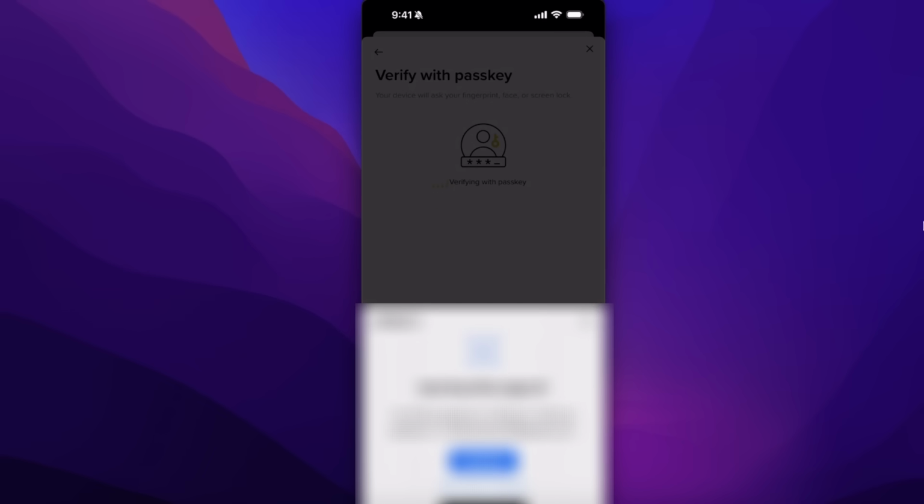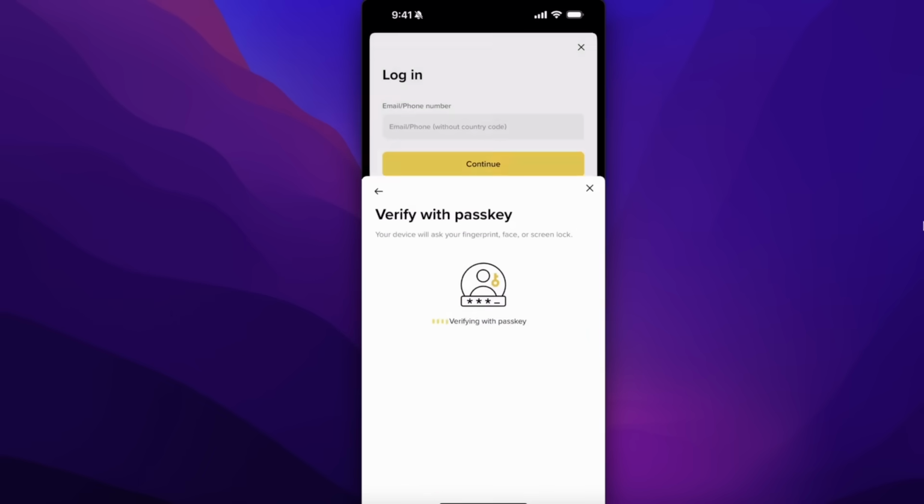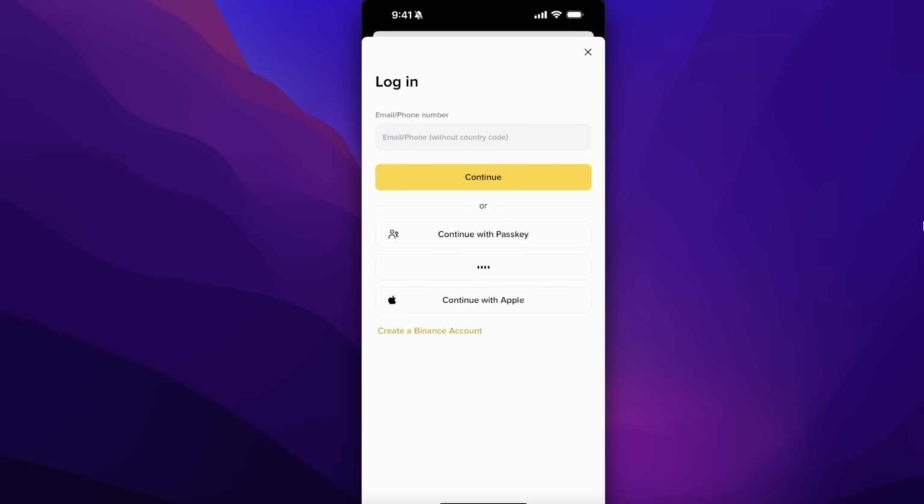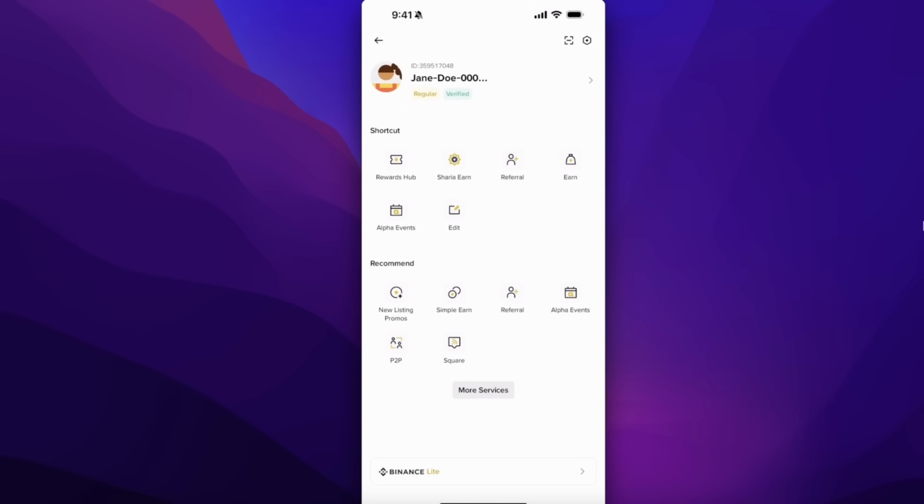This is when you first are creating your Binance account, so that Binance can verify that you are an actual person. Now I am going to just log into my Binance account over here, and we can proceed. Now you can see that my account says it's verified. A verified account means that I have verified my identity, that I am a real person.